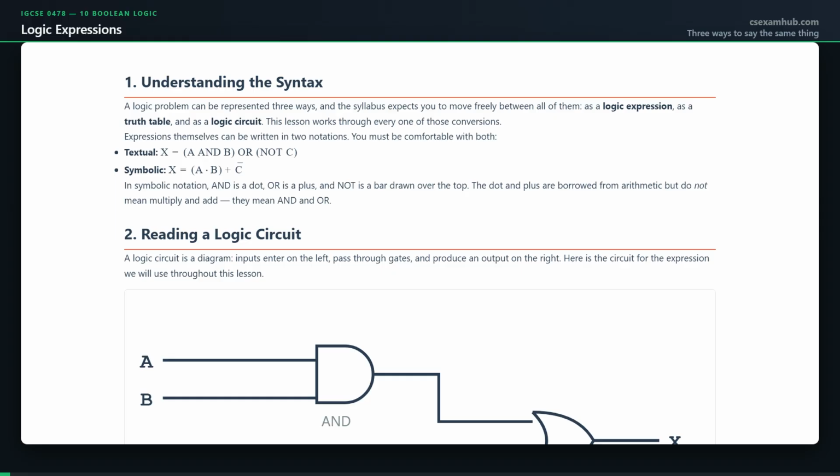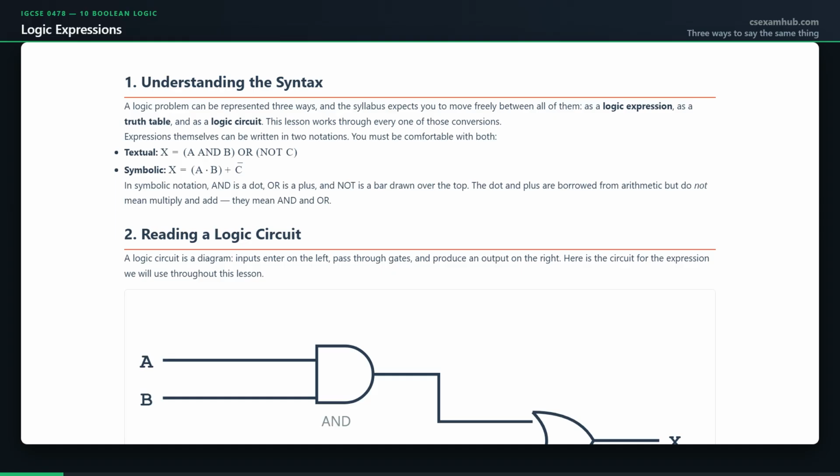A logic problem can be written three ways, and this topic is really about moving between them. There is the logic expression, written in words or in symbols. There is the truth table, listing every possible combination of inputs and what the output does for each. And there is the logic circuit, a diagram of gates with inputs on the left and an output on the right. The syllabus asks you to convert in every direction: expression to table, table to expression, circuit to expression, expression to circuit. So none of these three is the primary one.